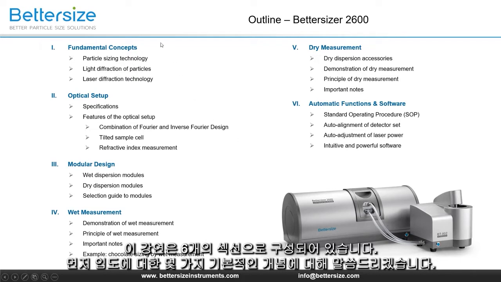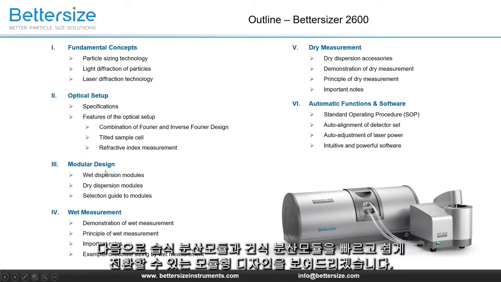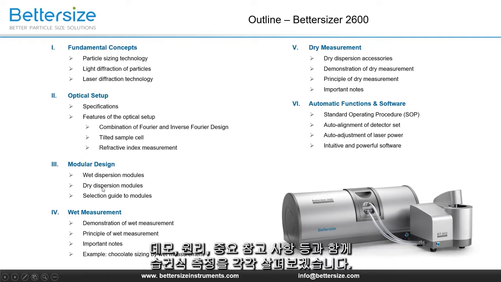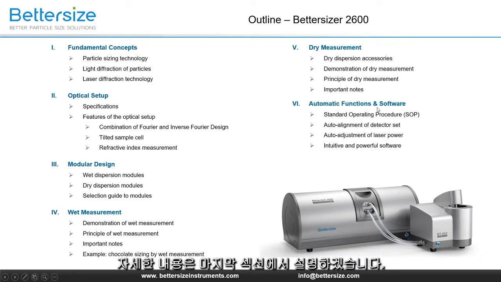First, I'd like to talk about a few fundamental concepts about particle sizing. Then, I'll move on to the analyzer and start with optical setup. Next, I will show its modular design for fast and easy switch between wet and dry dispersion modules. I will walk through the wet and dry measurements respectively, with respect to demo, principle, and important notes, etc. Last but not least, as a highly automatic instrument, Bettersizer 2600 owns intelligent functions and powerful software, which will be explained in detail in the last section.